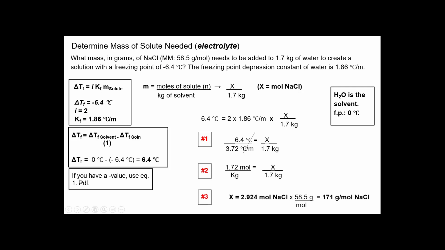Now in your PDF, you are given, for equation 1, how to get rid of negative numbers. If you see a negative number, we don't use negative numbers here. So if you're given a negative, you need to get rid of it. And the first thing you need to do is understand this is a solution. Why? What mass in grams? So this is the solute and this is the water, so this is a solution. This is the equation in your PDF. You would put that negative number here for the solution. 0 is the solvent. Why would it be 0? Because we're dealing with water, which has a freezing point of 0. And then you can take care of this, and now you have a positive number.